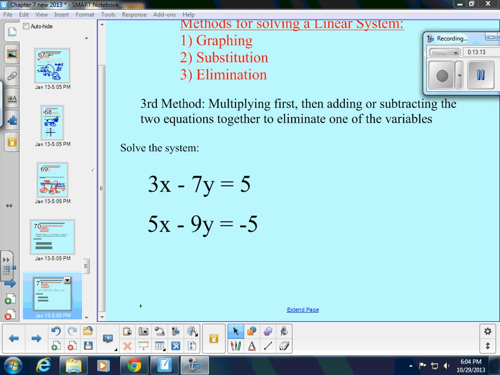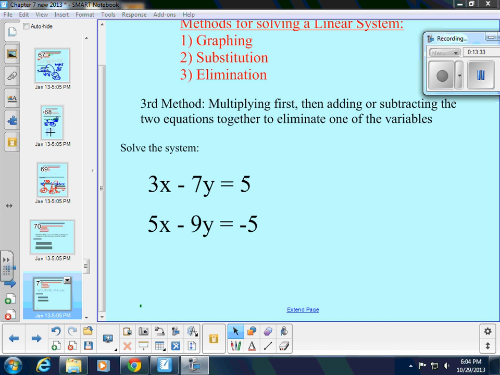I'm going to show one more example, because in this new problem there's one other thing we may see when we're trying to use elimination as the method for solving this system. The system I have here is 3x minus 7y equals 5, and 5x minus 9y equals negative 5.